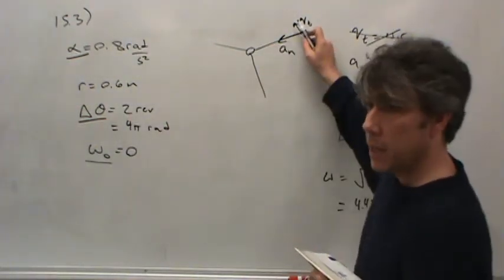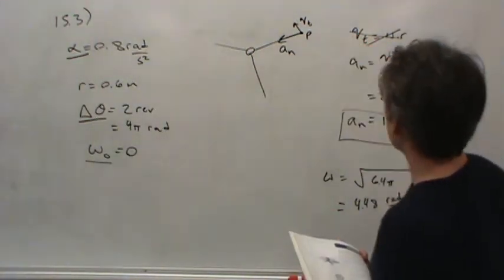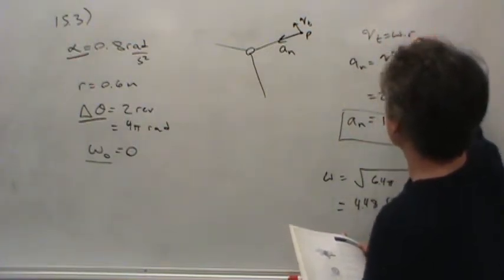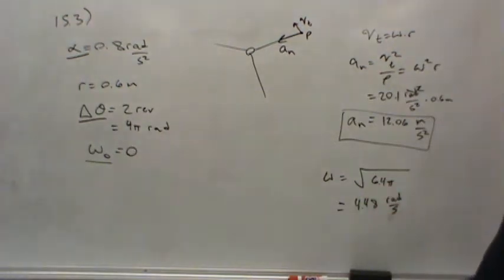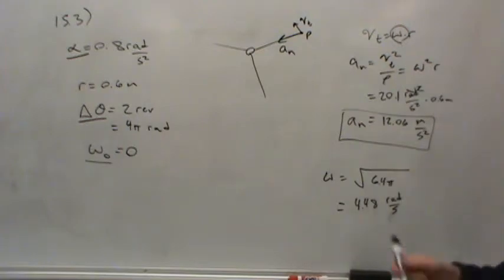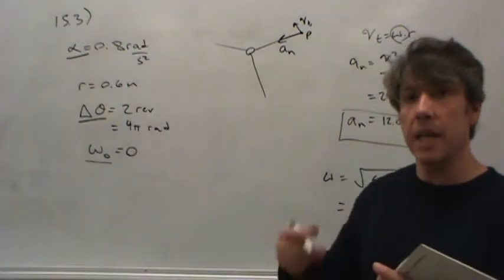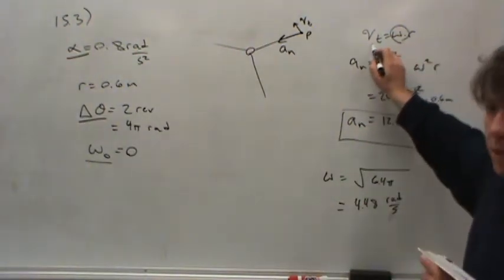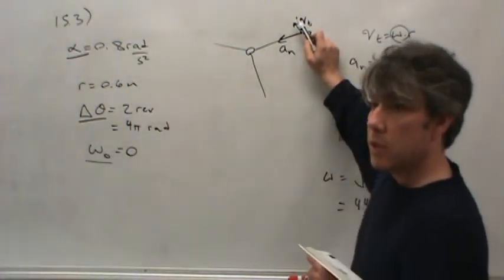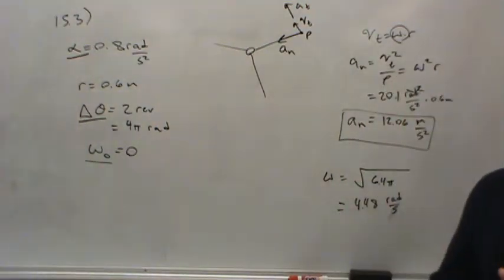Is the tangential velocity changing? Well, wait a second. This equation is still true. Vt, the tangential velocity, is omega times r. It's the angular speed multiplied by that distance, r. We know this is changing. We just calculated it after two revolutions, but it keeps increasing. If this keeps increasing, then this keeps increasing. That means this is changing, right? The tangential velocity is changing. That means there must be some tangential acceleration, right?